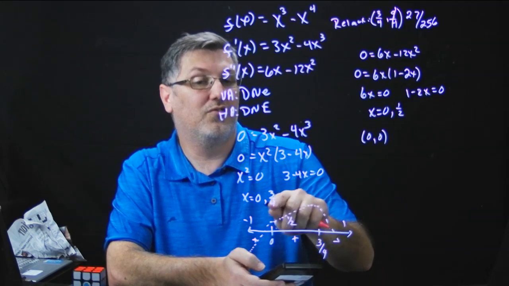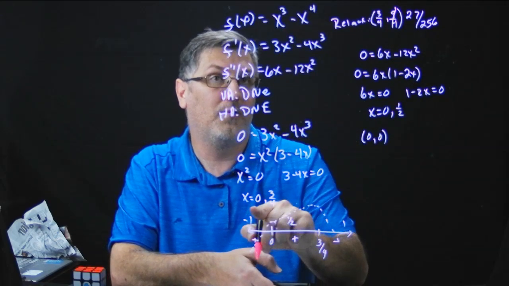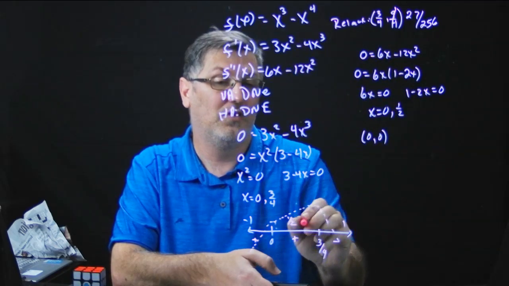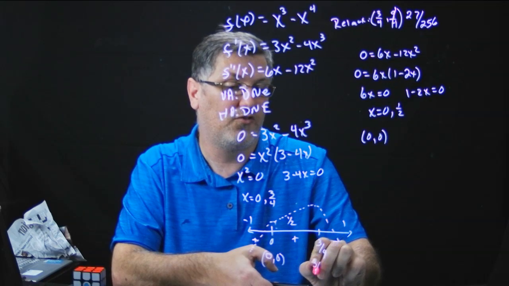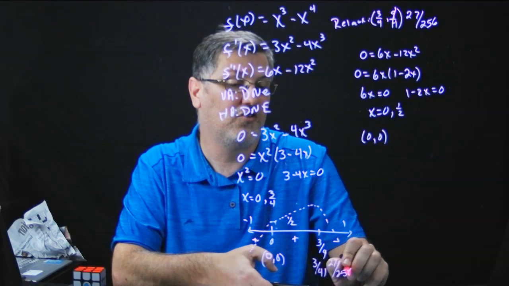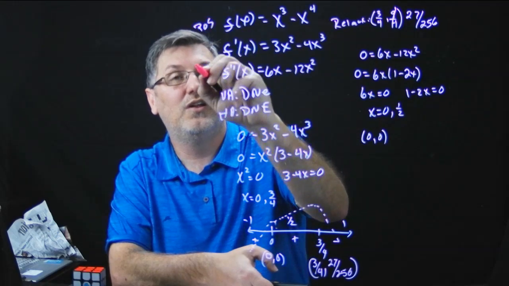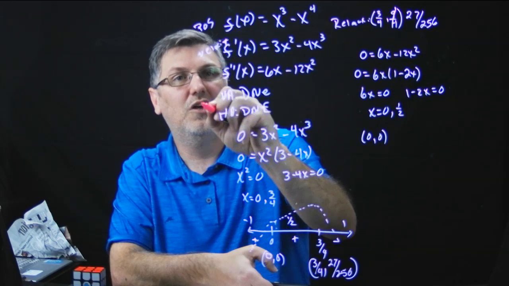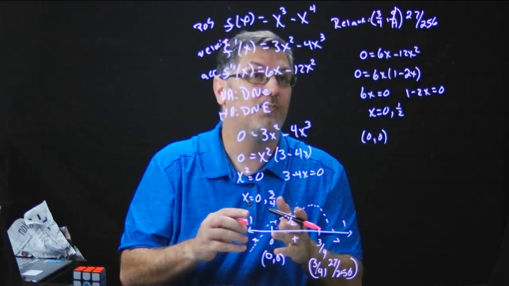Yeah, so these critical values, if I need to find their point, I'll put them back into the position function, the original f of x. So we have 0, 0. So at this point it's 0, 0. This one here is 3/4, comma, 27 over 256, because you want to use the position function, the original f. So this is your position. This is your velocity. And then this is your acceleration. That's how I'd remember them for physics.